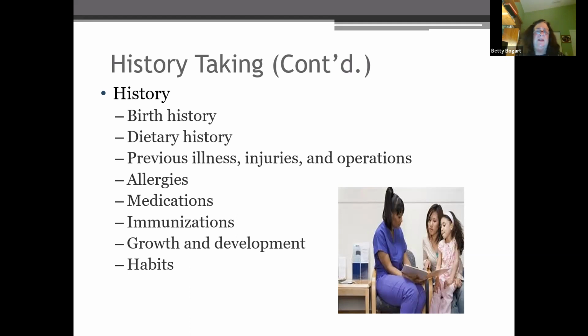And then immunizations. If I have a young child with 102 fever and a cough, I want to know immunizations are up to date. I want to know that kid doesn't have something like pertussis because it's extremely infectious. So immunizations are important. And then their habits.